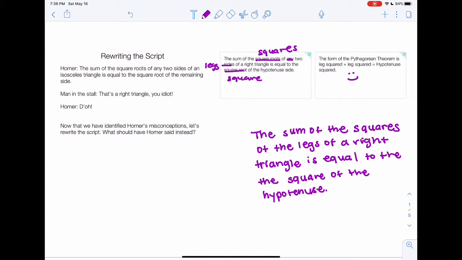Okay, so a way we could have rewritten it, using this student's example, is: the sum of the squares of the legs of a right triangle is equal to the square of the hypotenuse. So that's just one way of rewriting it. Just making sure that we understand that the Pythagorean theorem applies to right triangles and that the squares of the legs equal the hypotenuse squared. Okay, just make sure you understand that.